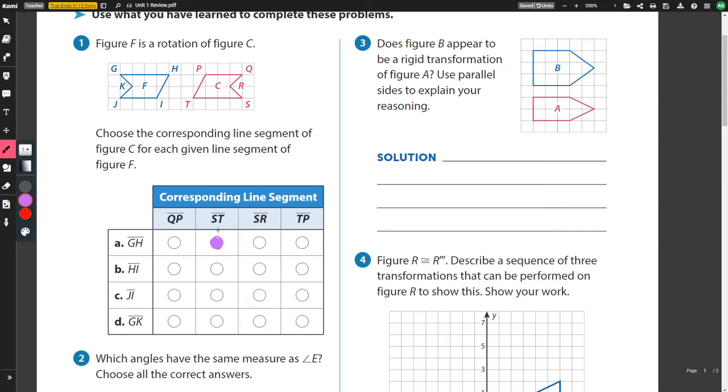So I know ST will not be an option going down, because only one side can be an option for each side. Now if GH appeared again, then yes, it could be. But as you see, I have GK and not GH.